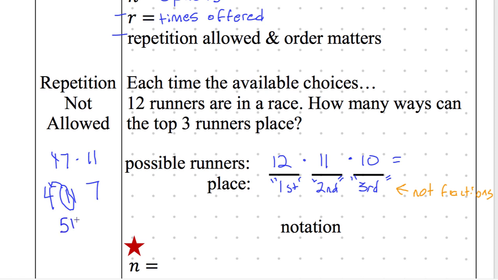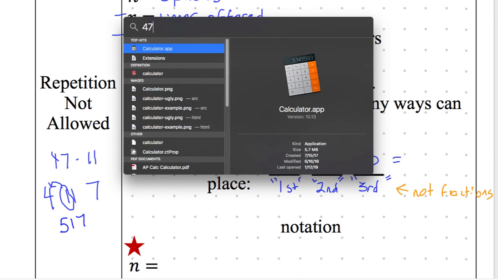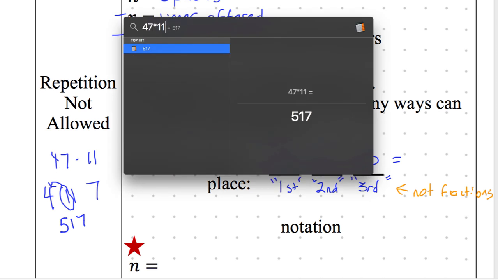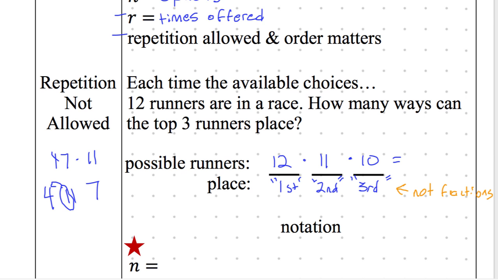517. Ready for this? 47 times 11. Boom! 517. All right. So that's the trick for multiplying by 11.